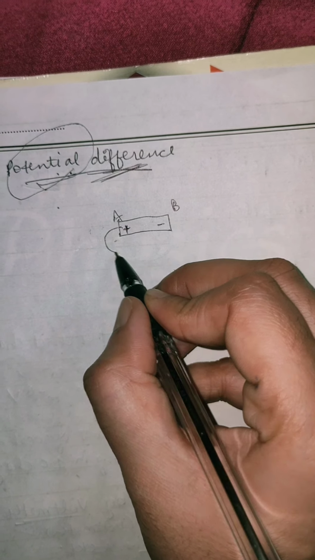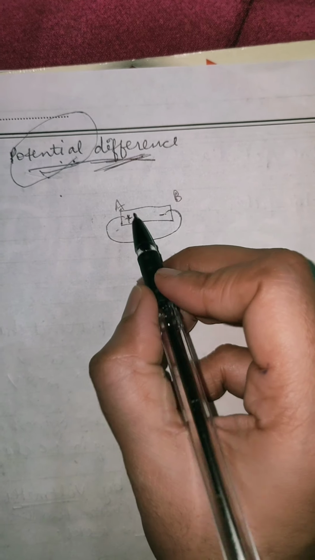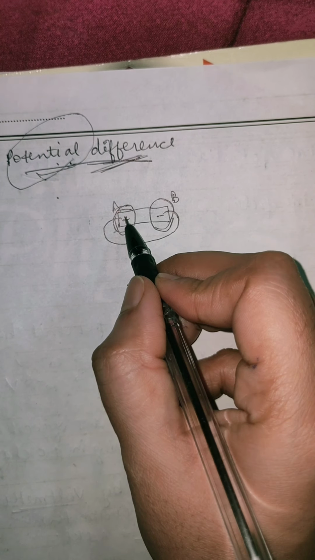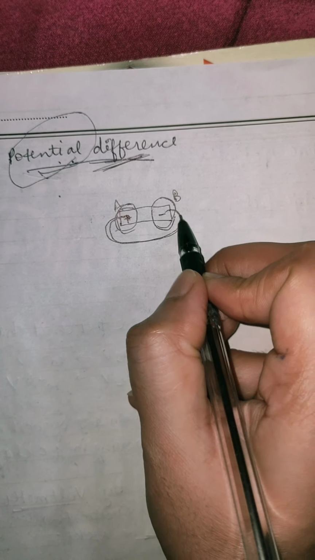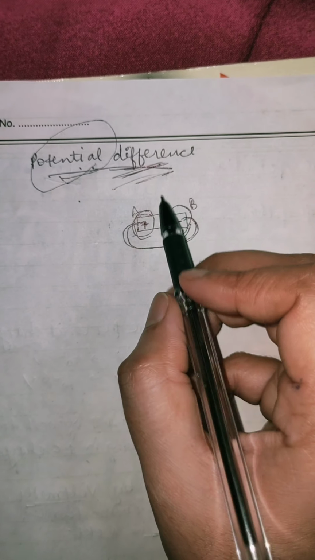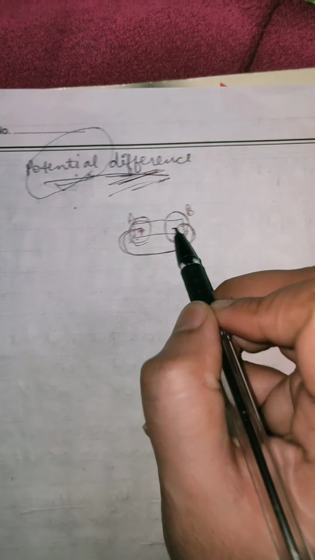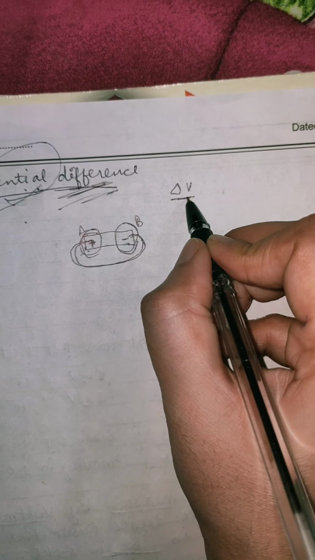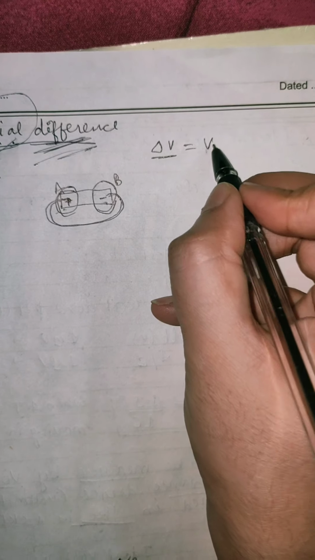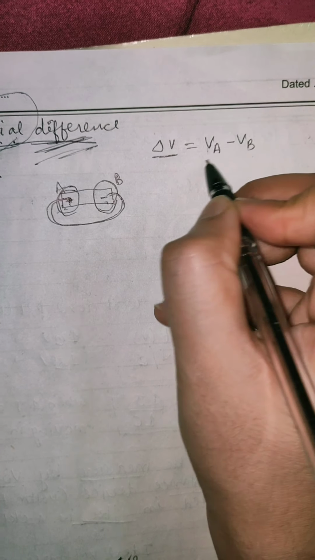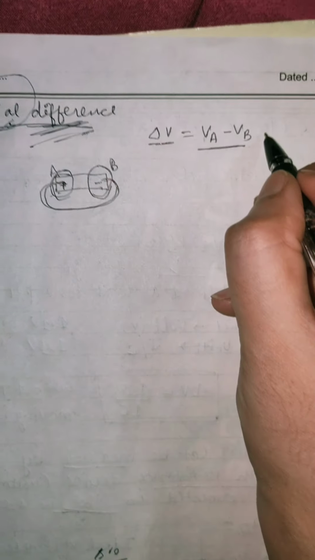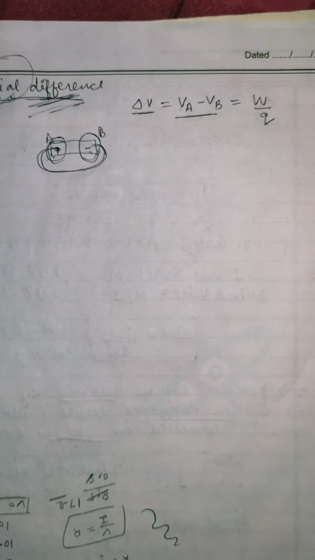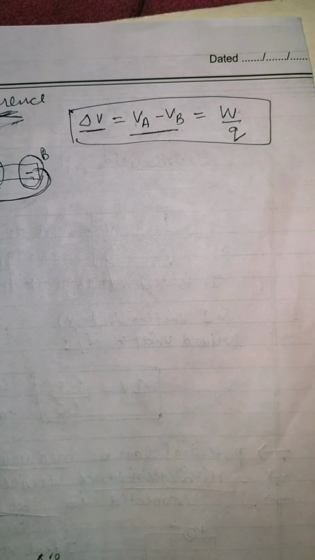Now we connect a wire to both ends. Here the potential is positive, here it is negative. So the difference from this point to this point is known as potential difference. Difference between 2 points, so we can write delta V. This represents the change of potential. Now VA minus VB, this is potential difference, and potential is work done per unit charge. This represents potential difference.